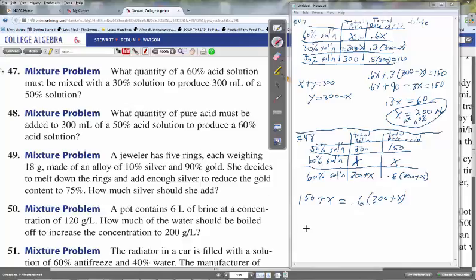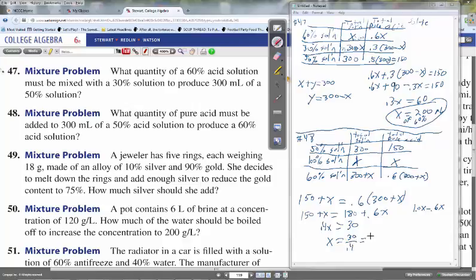So that's going to be 150 plus x equals 180 plus 0.6x. Well, I guess I'll move the 0.6 over, so 1 minus 0.6 would be 0.4. As you know, I have 1.0x minus 0.6x, which is 0.4x. And move the 150 over, you have 30. So x equals 30 over 0.4.